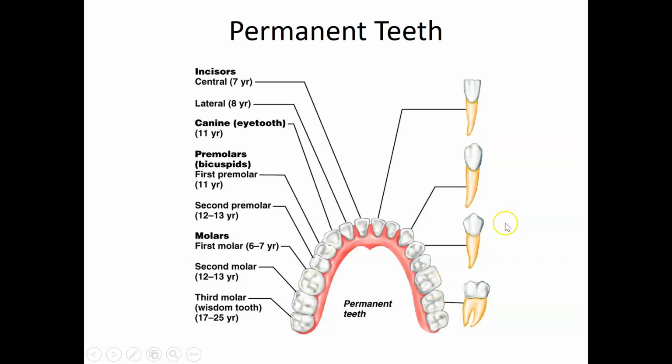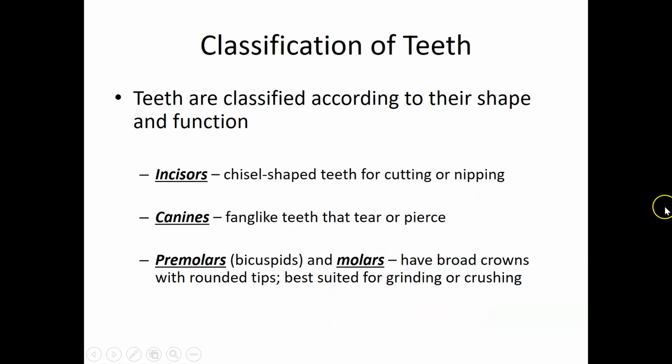The premolars are relatively small and mostly flat on the surface. And the molars are large and flat on the surface. They allow you to do different types of chewing or mechanical digestion to your food.